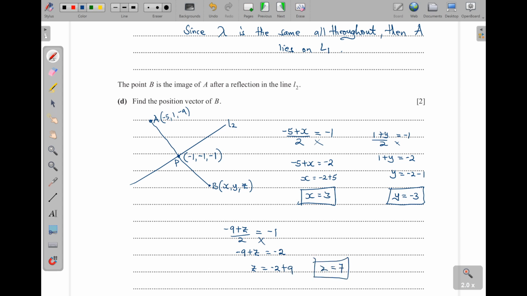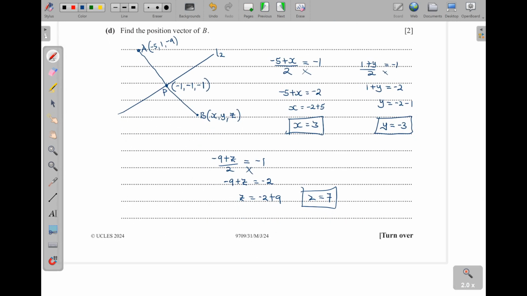So the coordinates, they told us to find a position vector of B. So I'll write it as OB, which is going to be 3, that is for x, I can say 3i, then minus 3j, that is for y, and then plus 7k, just like that.